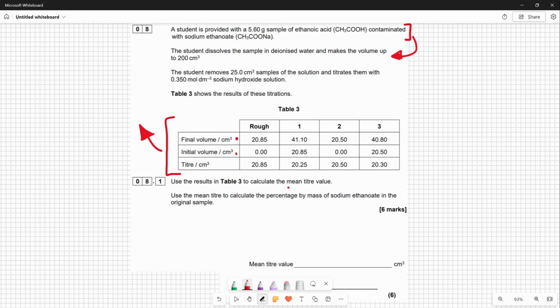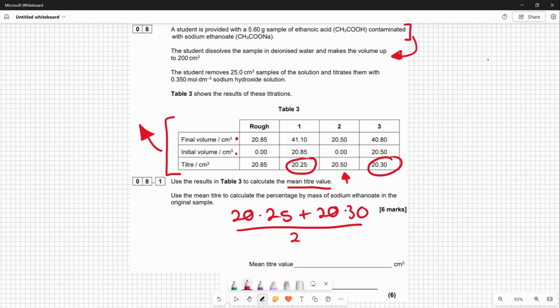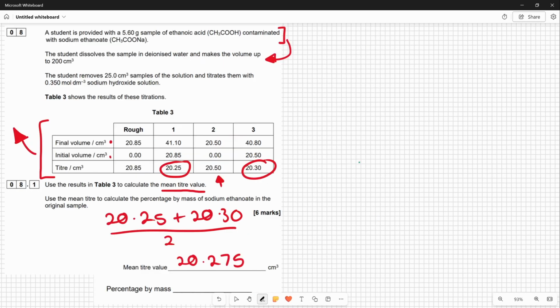And now it's telling us to calculate the mean titer value, and the way we do that is that we make a sum of the titers and we divide them by however many we have. To calculate the mean titer, we need the titers to be concordant to each other, meaning that they are within 0.1 centimeters cubed of each other, and the only two titers which are concordant are this one and this one, meaning we will not use this one in the calculation. So the mean titer will be 20.25 plus 20.30 over 2, which is 20.275.